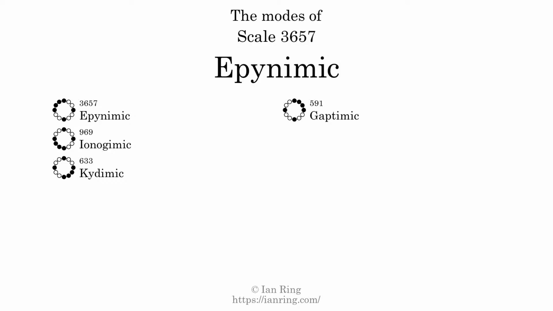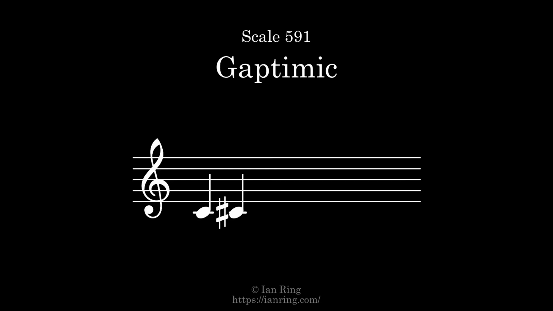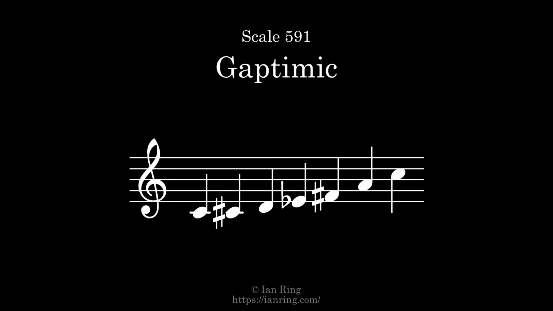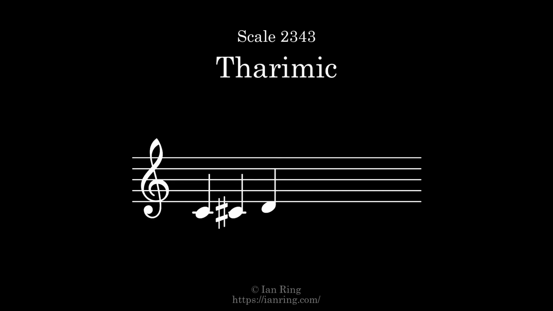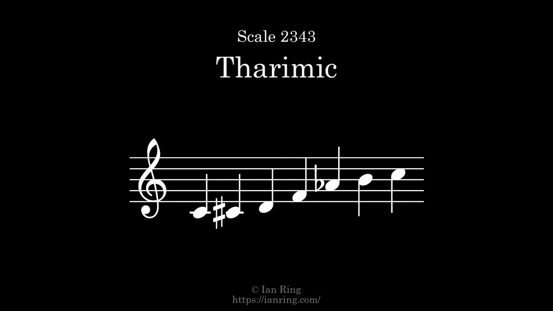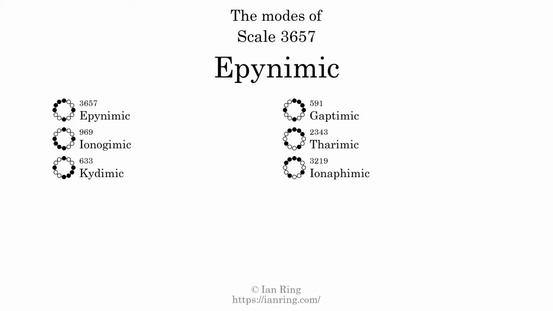The fourth mode is scale 591, also known as hexatonic. It sounds like this. The fifth mode is scale 2343, also known as theoremic. It sounds like this. The sixth and last mode is scale 3219, also known as Imperfections. It sounds like this.